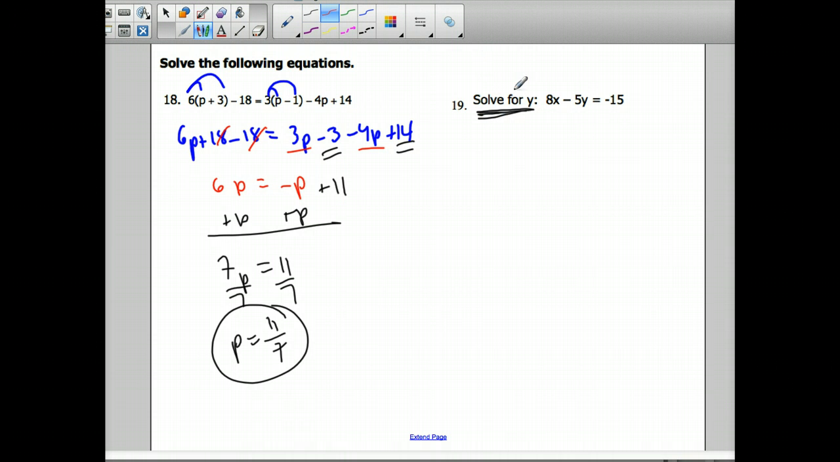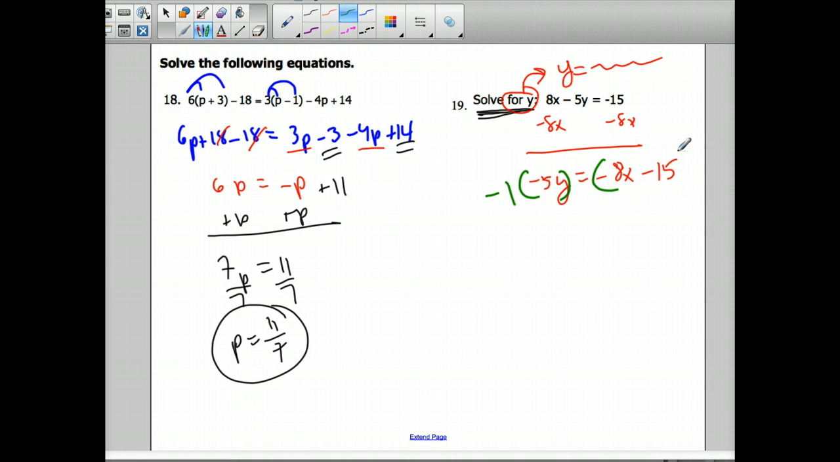This one, solve for y. That tells us, when it says solve for y, we want y equals whatever the equation is. Kind of like what we were doing in the current chapter. So what I'm going to do is minus the 8x, and that gives me negative 5y equals negative 8x minus 15. Now since they're all negative, I can multiply both sides by a negative 1, just because I don't like having extra negatives if I don't need them.